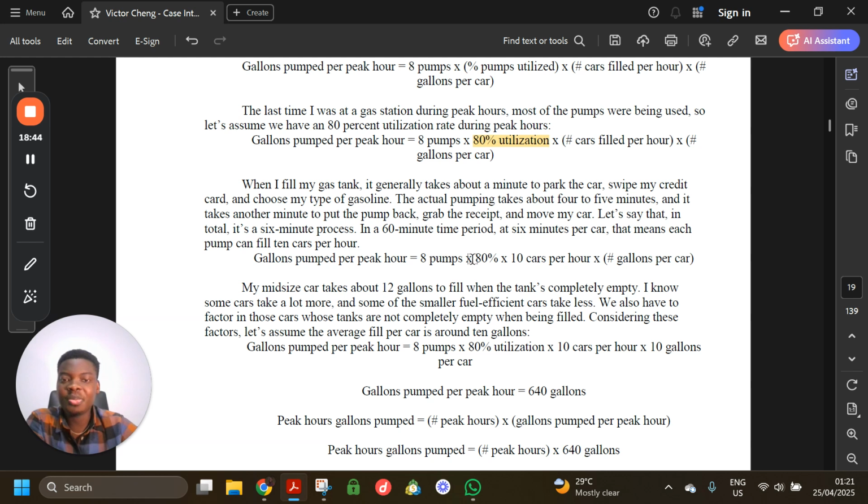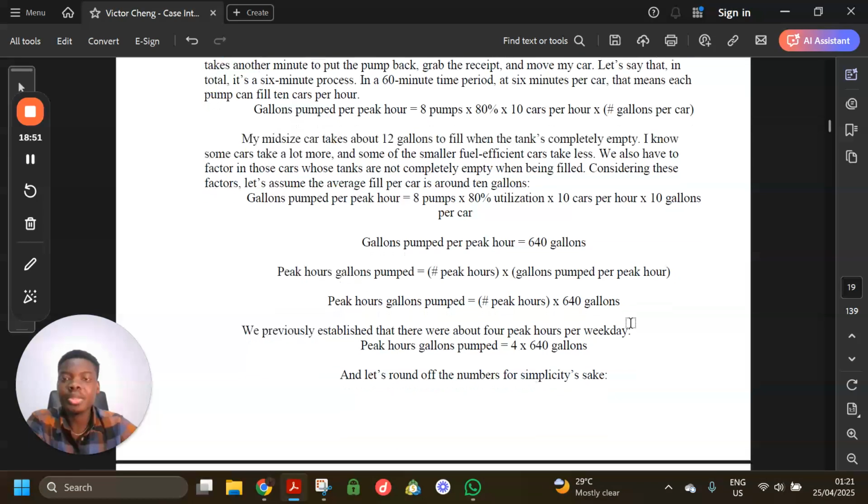So now we have 8 pumps, 80% utilization, 10 cars per hour, and then we need to figure out how many gallons per car. He says his mid-sized car takes about 12 gallons when it's completely empty. However, there are some smaller cars, and also there are people who don't refill when their gas is empty. So we can take an estimate of 10 gallons per car, which gives us in total about 640 gallons pumped per peak hour.